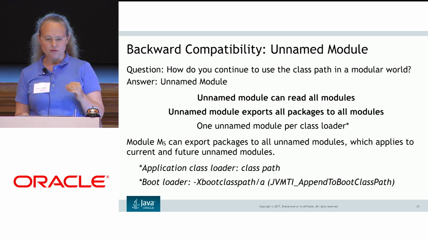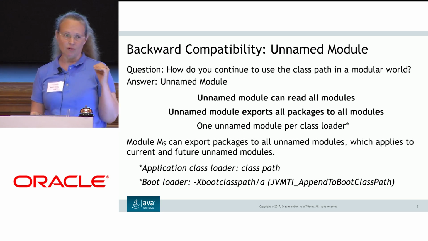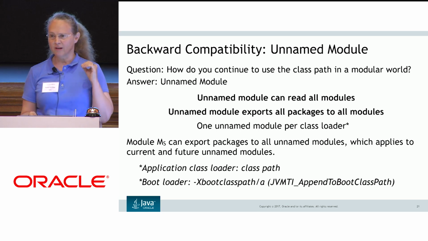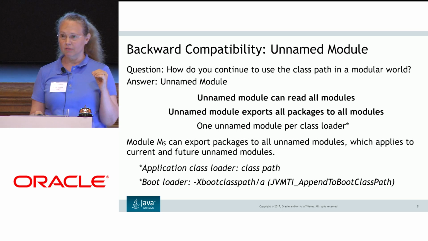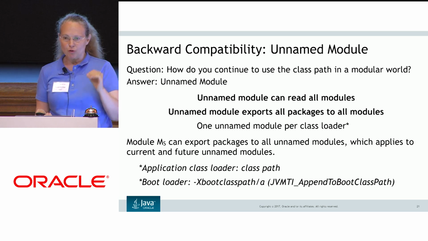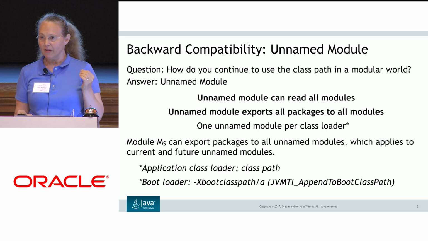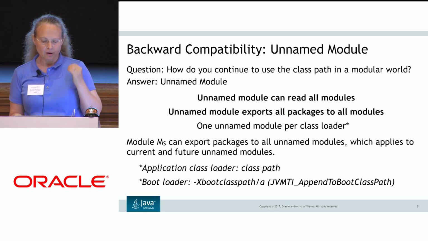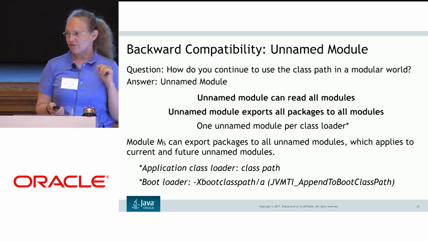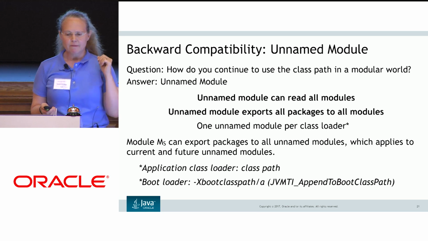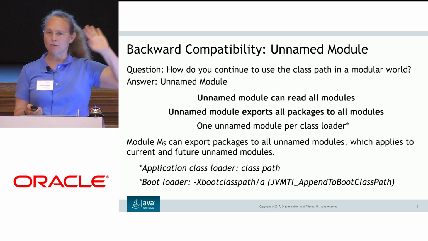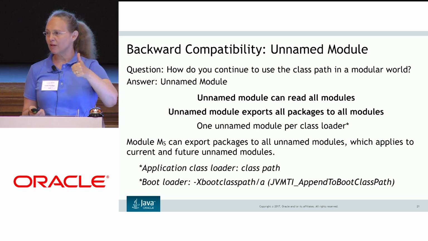So we have a couple of rules. The unnamed module can read all other modules. This is easy to remember. Where would you have put the information specifying what you can read? Right, okay. Well, we tried to make this clear, right? An unnamed module exports all packages to all modules. Again, there's no place to declare this, right? So we tried to make that easy. There is one unnamed module per class loader. So for most people, the unnamed module is synonymous with the class path, and that's the hand wave, oh yeah, it's the class path. And for most people, that's all you care about.